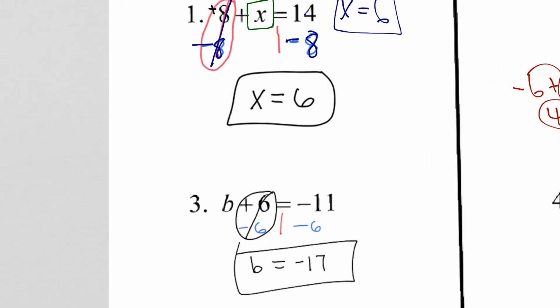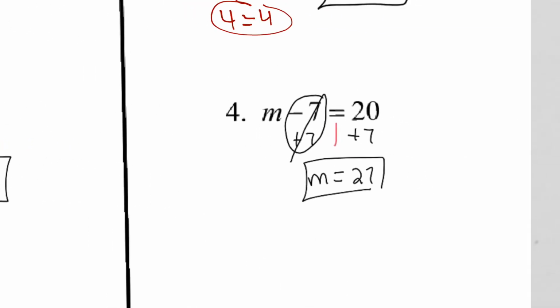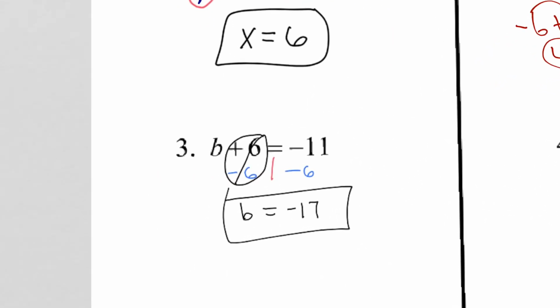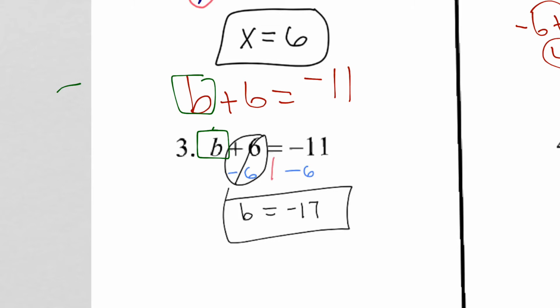Alright. I'm going to do one more, and then if you want, you could try number 4. Number 3 is the same thing. The original problem is b plus 6 equals negative 11. And you're going to say, okay, well, b wants to be by itself. It wants to be single. The 6 is in the way. What's the opposite of positive 6? Well, the opposite is negative 6. So I'm going to take away the 6, but if I take away the 6 on one side, I have to take away the 6 on the other side to keep everything balanced.